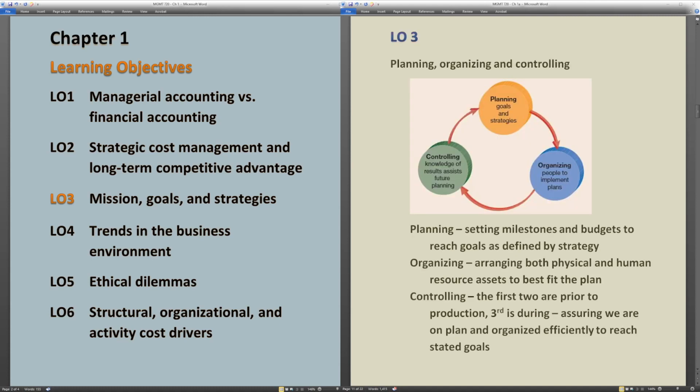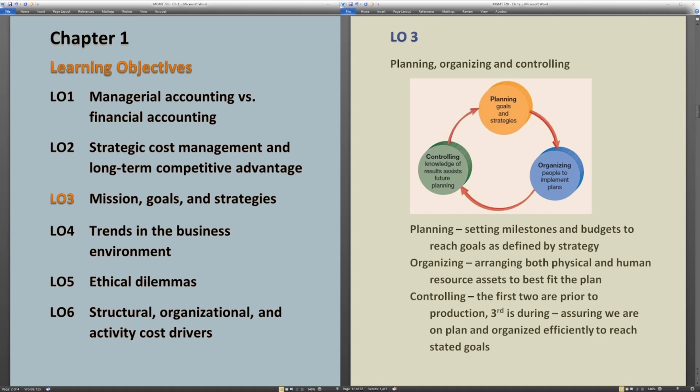Another part of Learning Objective 3 is the idea of planning, organizing, and controlling. So we've already talked about mission, goals, and strategies, and this is a slightly different take on it. This is on how you go about doing some of these things. Planning is setting the milestones and the budgets to reach the goal as defined by strategy. So it sits somewhere between strategy and goal.